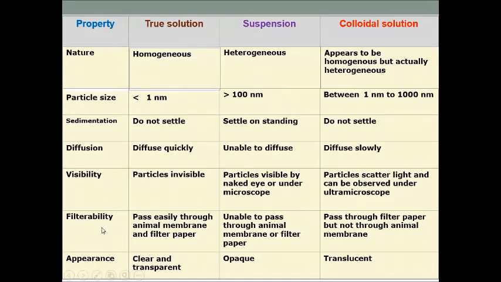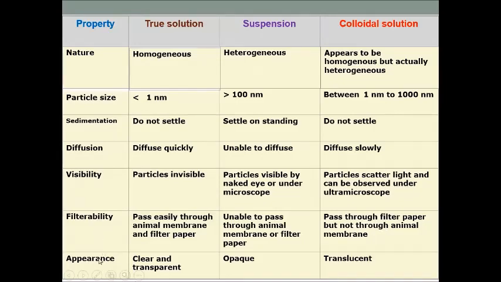Filtrability: a true solution can pass easily through animal membrane and filter paper because there are no visible particles and no sedimentation. So the true solution will pass easily through the animal membrane and filter paper. Suspension is unable to pass through the animal membrane, right? Colloidal solution passes through filter paper but not through animal membrane. This is the important thing there. It doesn't pass through the animal membrane.